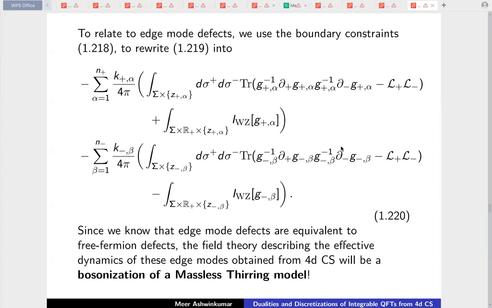But this edge mode action can be used to derive an integrable field theory using the techniques of Costello and Yamazaki. And this field theory that one obtains from these edge mode dynamics would be the bosonization of the Matthews-Salam-Seiberg model.